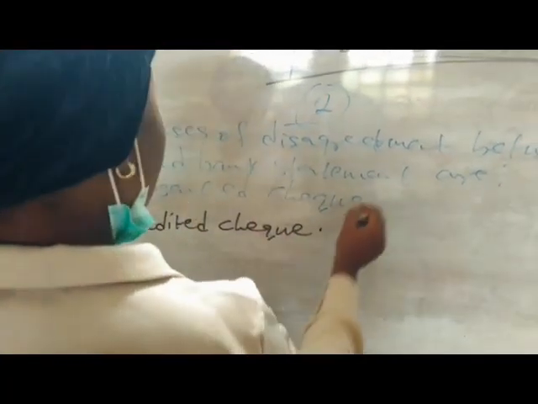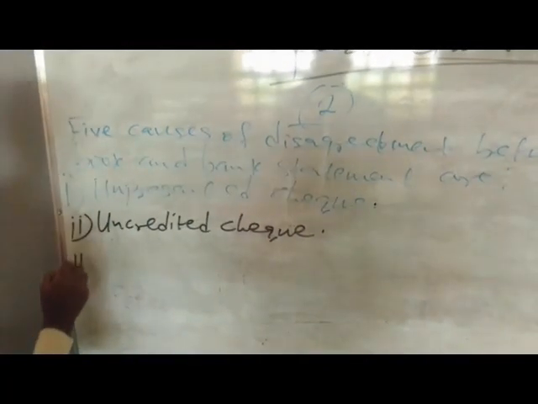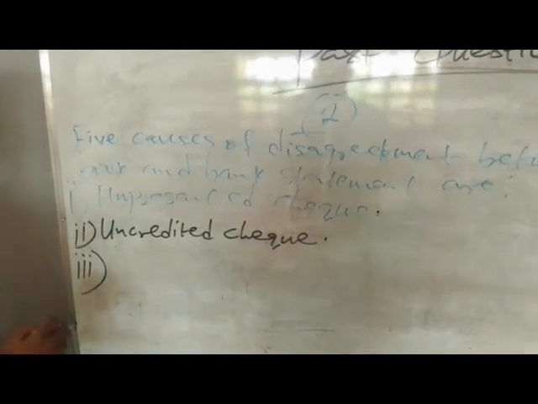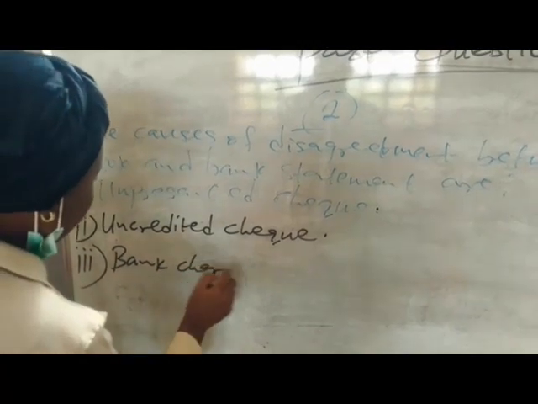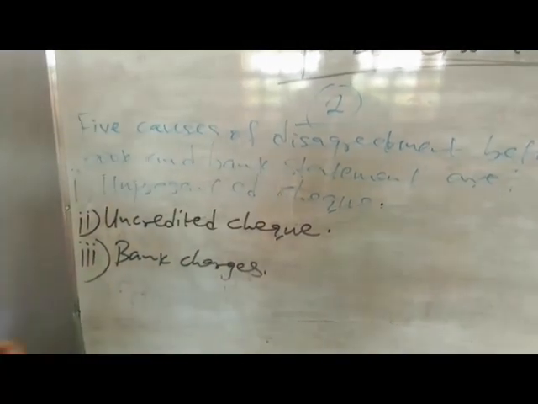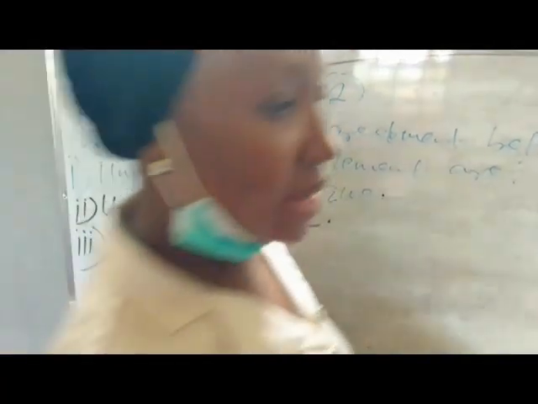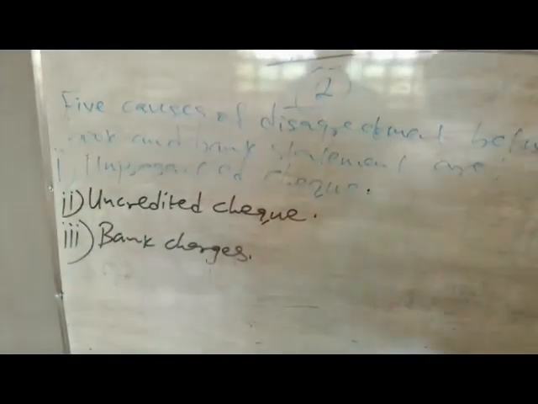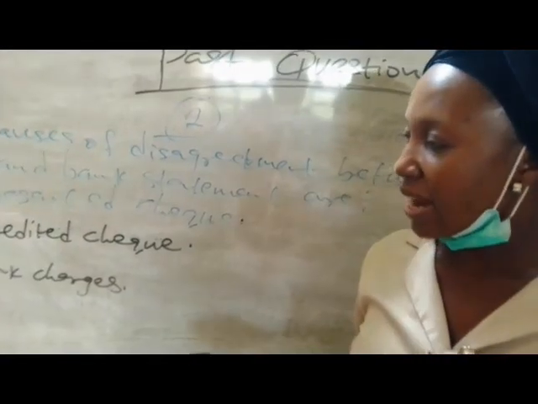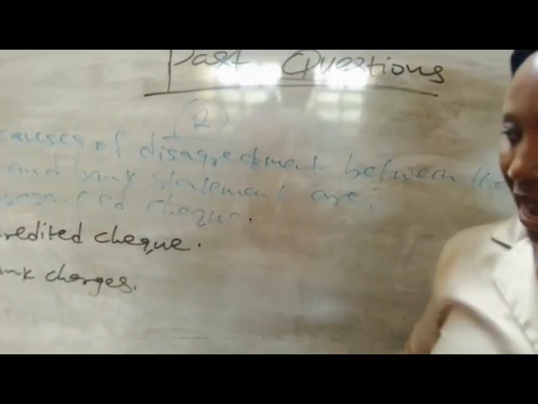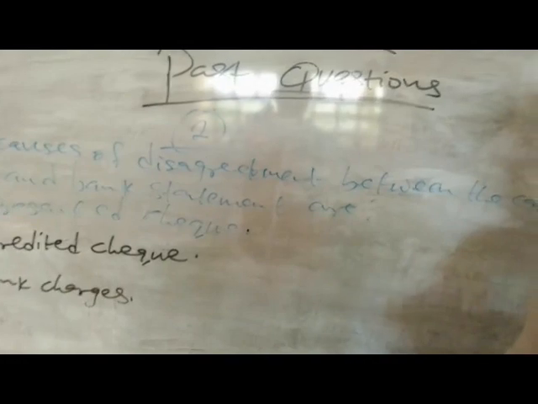Now, we have uncredited check, we have unpresented check. The third point is bank charges. Bank charges is an amount of money deducted from the account of the account holder. I repeat, bank charges is an amount deducted from the account holder for services rendered.